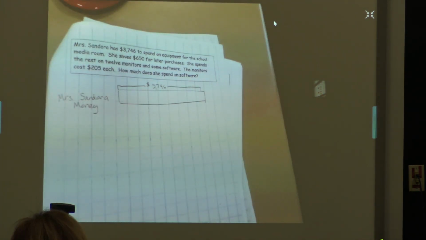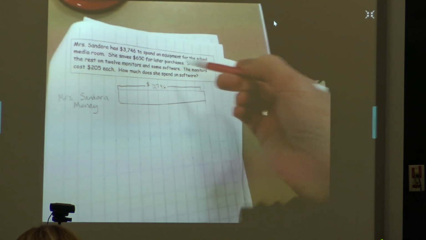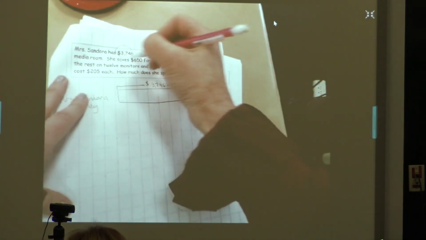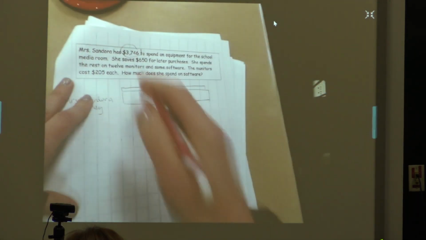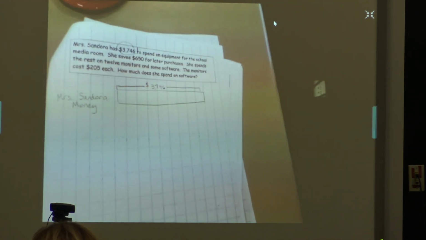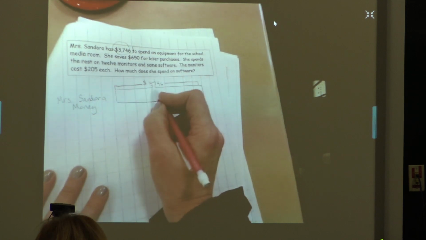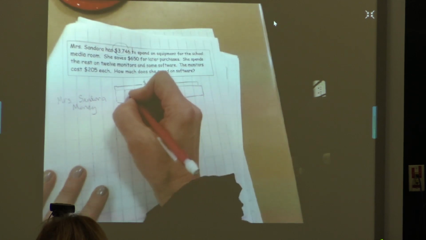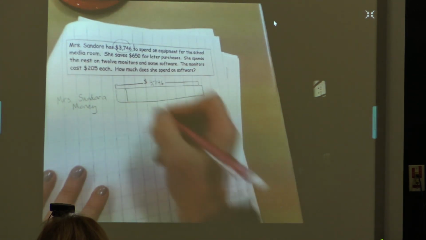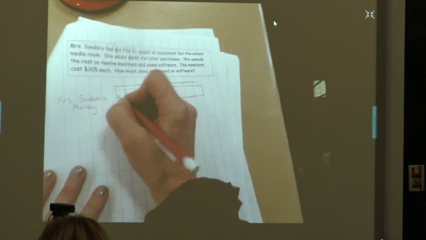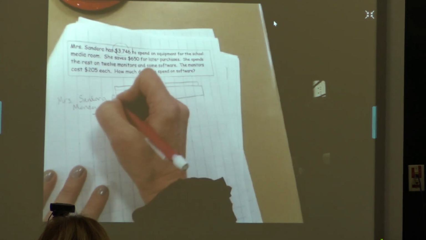Can you envision already what we're going to try to do? We're now going to try to divide our bar up to account for what's in the problem. So I use that up. She saved $650 for later supplies. Now of the three, I want to make it proportional to 3,746. So I'm just going to say, there's the 650. I can even label it inside or outside, whichever is preferential.